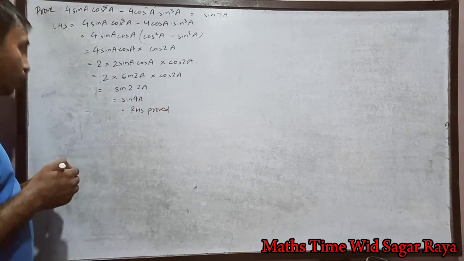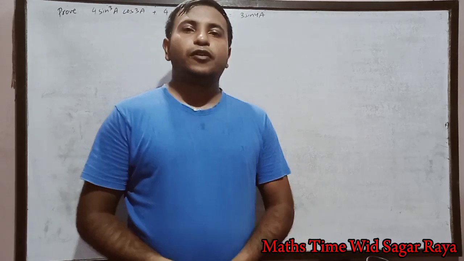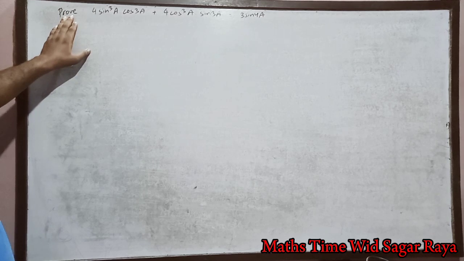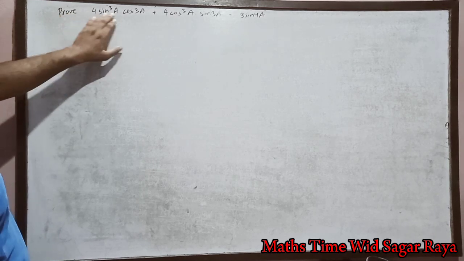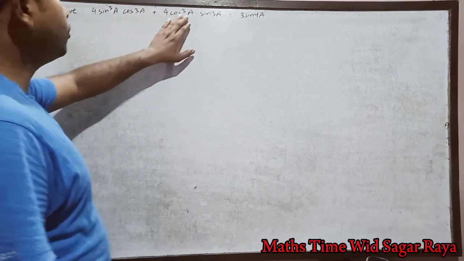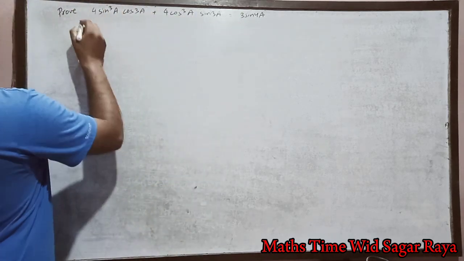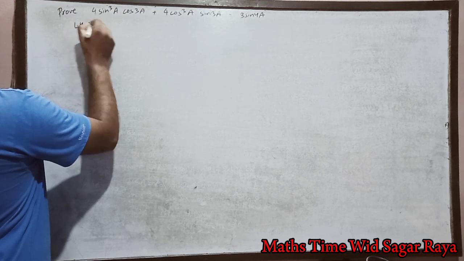So this is the required solution. Now let's go to our next question. So our question is prove 4 sin cube a cos 3a plus 4 cos cube a sin 3a equals 3 sin 4a. So this question also we will start with the LHS.